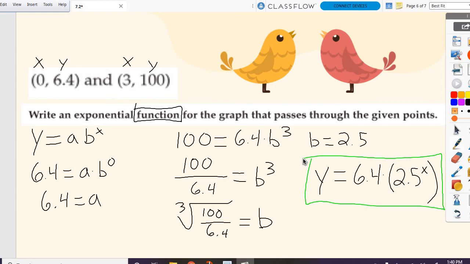So we need to be able to solve these types of questions, whether they're given to us as a real-world application problem or if they're just given to us as points.